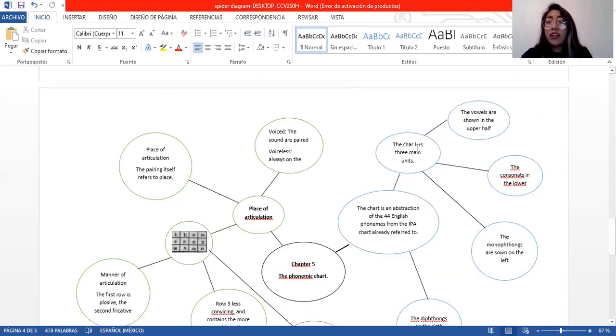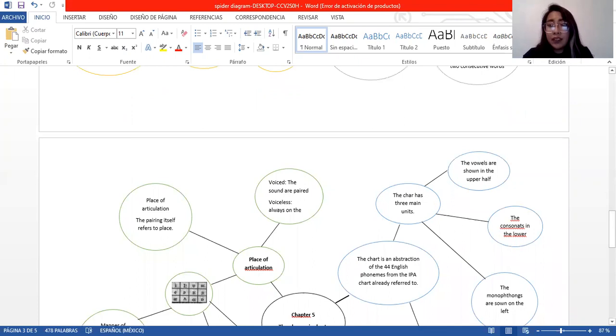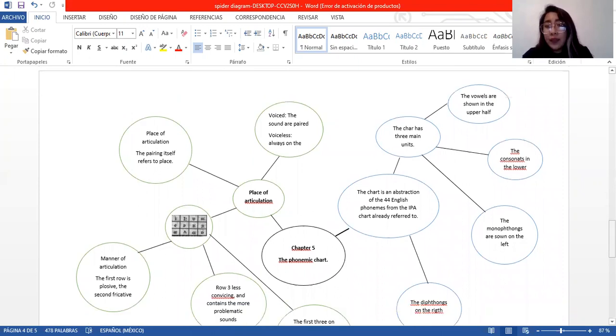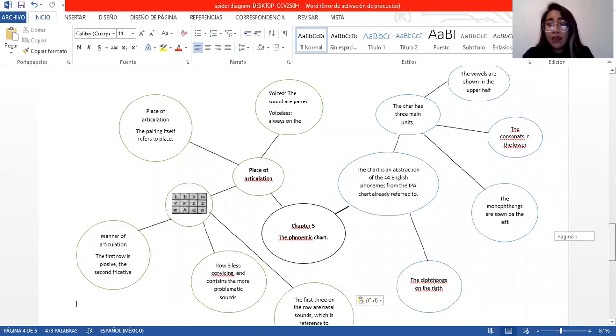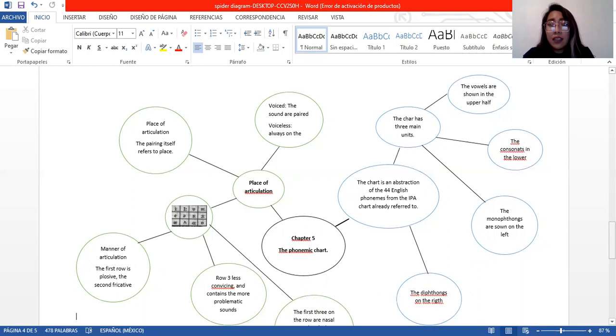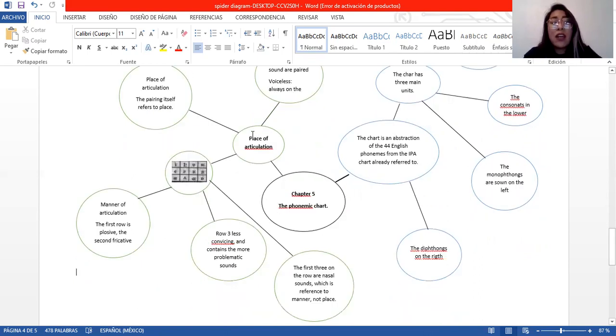In this part, we have that the chart has three main units. The vowels are shown in the upper half, and we have the consonants, and the monophthongs and the diphthongs. They are the categories that are inside this phonemic chart. Then we have the place of articulation, and I include an image in here.